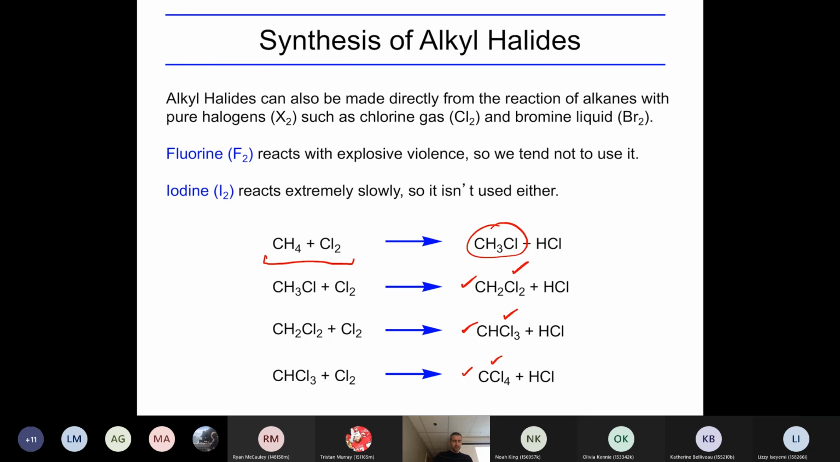Chlorine works great. Bromine, a little sluggish, but bromine will go. Iodine doesn't work. Reaction's too slow. Fluorine will just explode. Fluorine is too active. So this reaction is not done with fluorine gas.